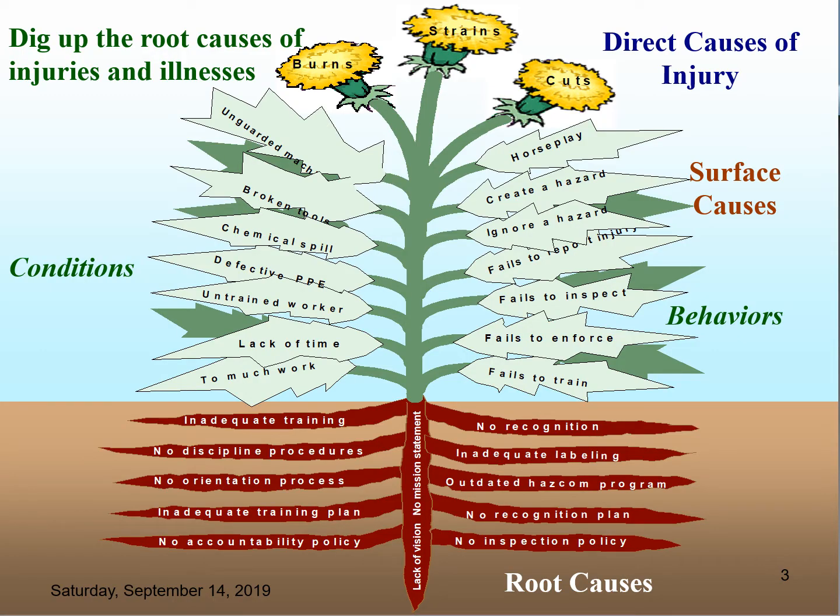The root cause analysis tree shows burns, strains, and cuts as the direct causes of injury, and apparent causes could be behavioral or conditional, but the root causes are usually different.